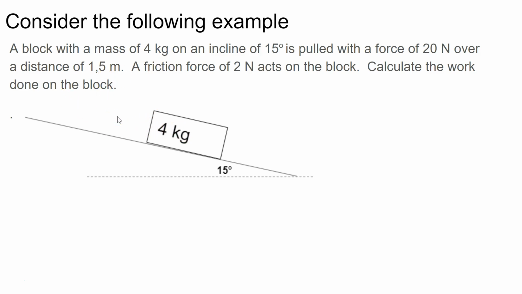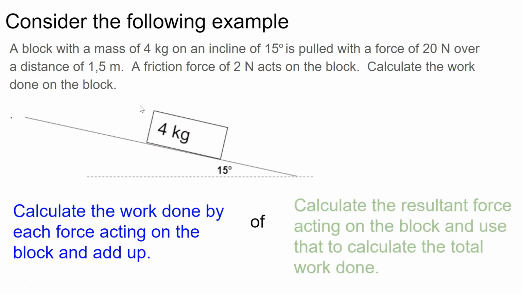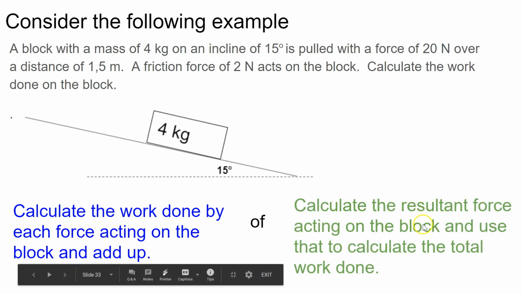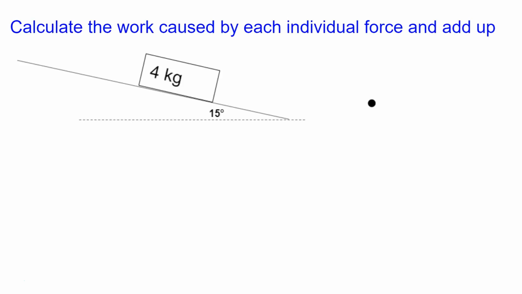Okay. Now we can calculate the amount of work done in one of two ways. We can either calculate the work done by each individual force that is acting on the block, or we can first calculate the resultant force acting on the block, and then calculate the amount of work done by the resultant force. And again, as in the previous case, I'm going to show you how both of these are done. So let's start with calculating the work done by the individual forces acting on the block.